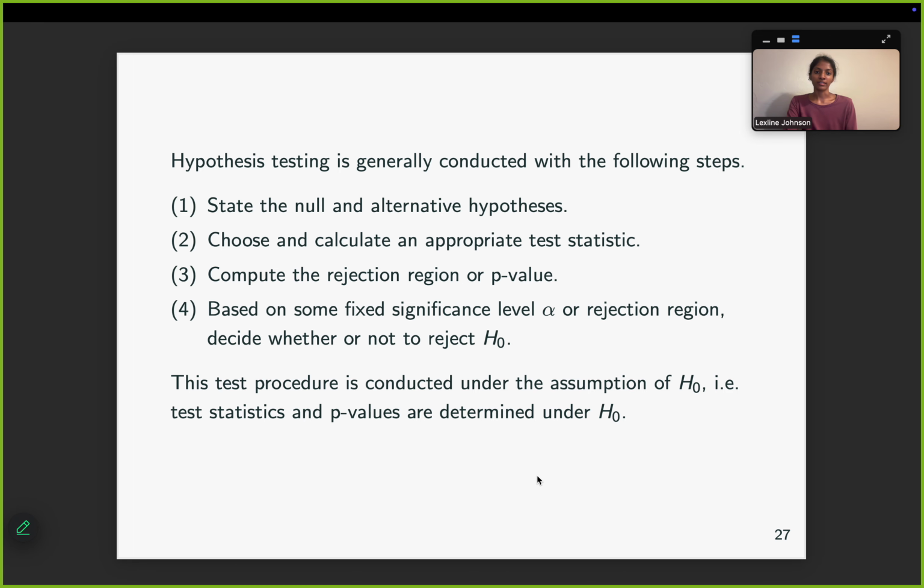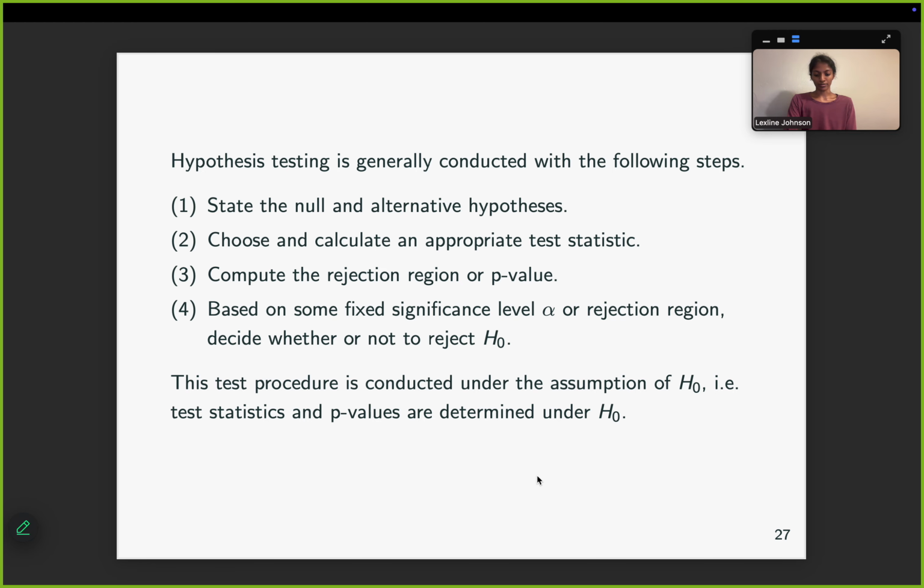So hypothesis testing is generally conducted with these steps. So we state our null and alternate hypotheses. We choose and calculate our appropriate test statistic, compute the rejection region, which is the p-value, and then based on our significance level, we decide whether or not to reject our null hypothesis. So this basically means that we're performing our test assuming that the null hypothesis is true, and basically we're trying to find the probability that our result could happen under the null hypothesis.